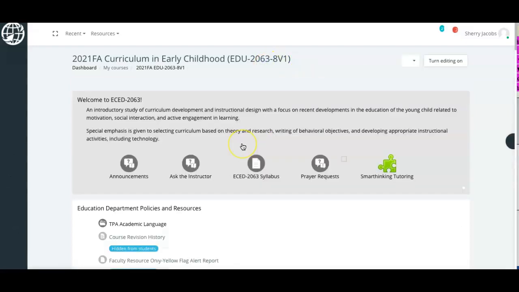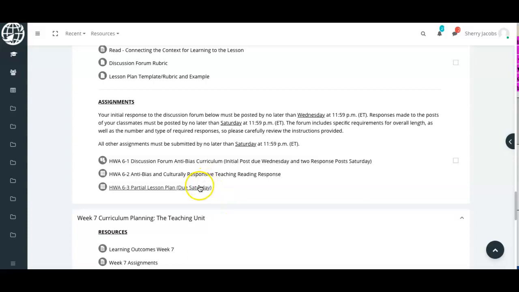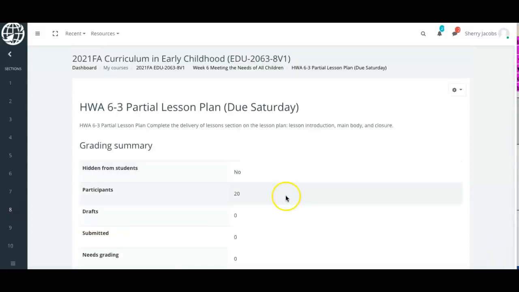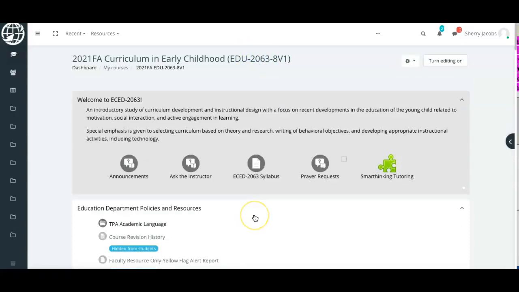And we have one final activity for week 6, and that is your partial lesson plan. For this week, you're going to complete the delivery of lessons section on the lesson plan. It will have your lesson introduction, your main body, your closure, and the timing that you need to put into that.